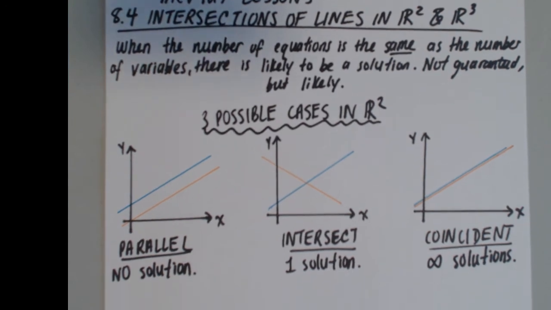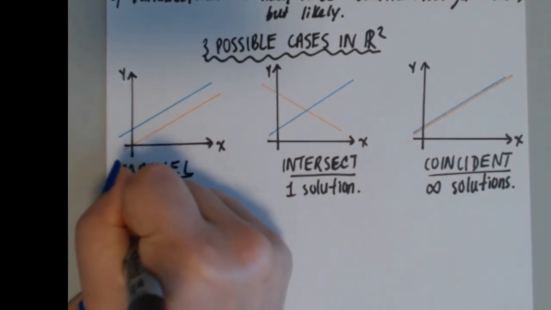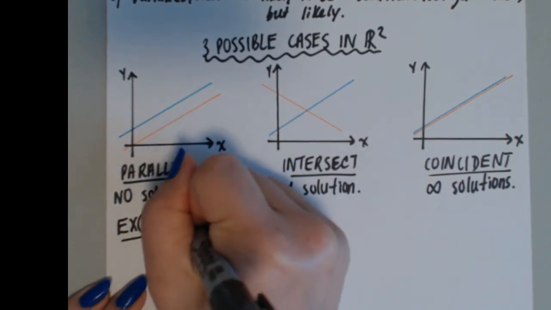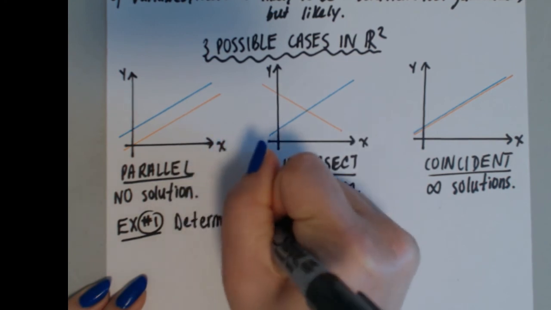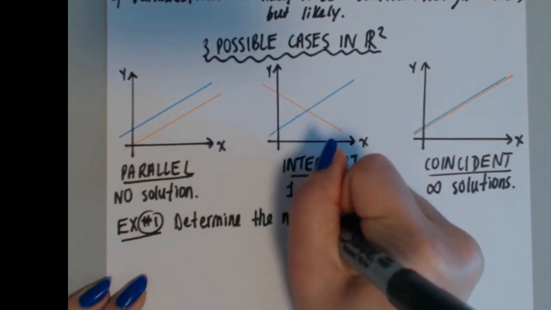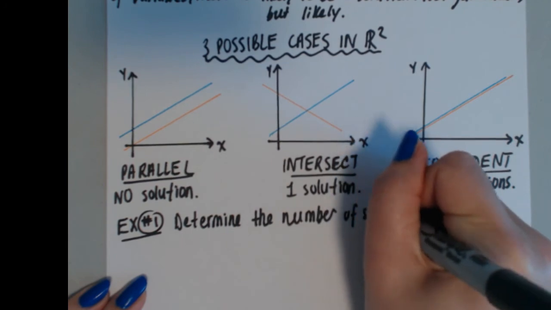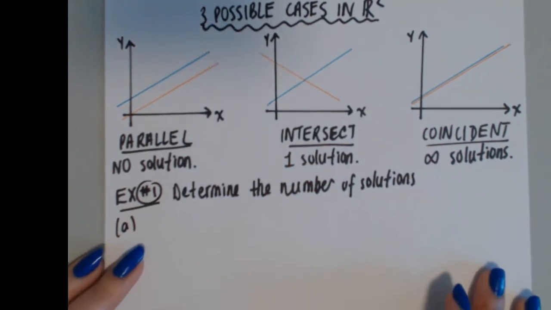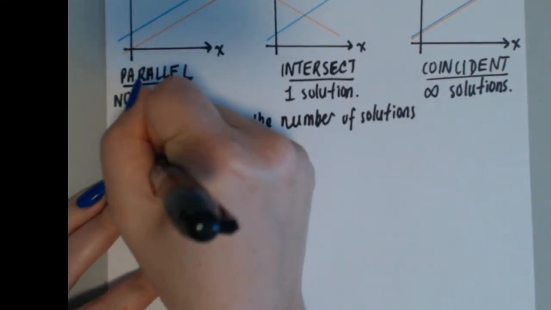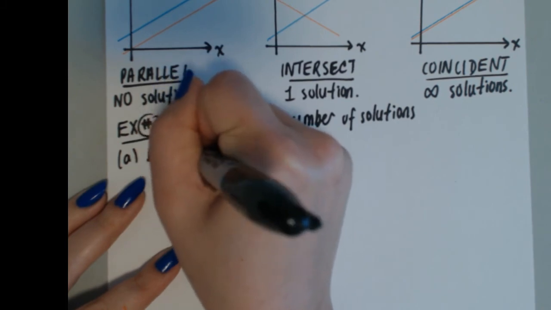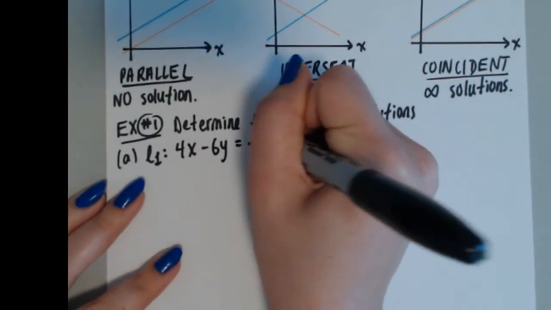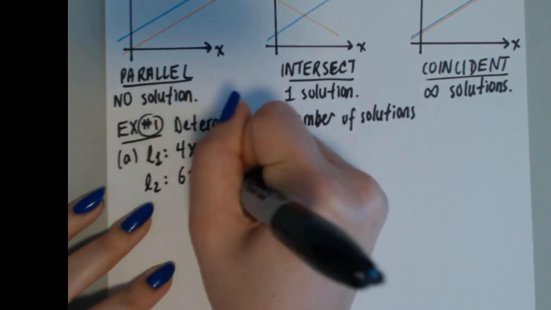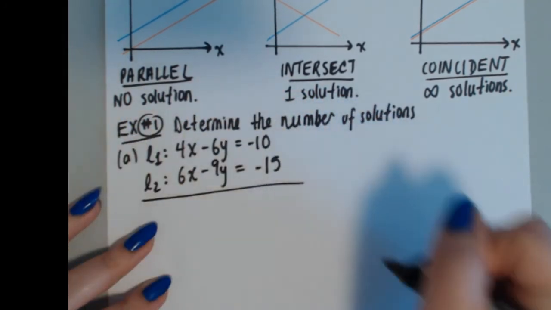All right, so let's go ahead and try an example. So example 1, determine the number of solutions. Okay, so for part A, we're going to be looking at the following two lines. So L1 is 4x minus 6y equals minus 10. And L2 is 6x minus 9y is equal to minus 15.